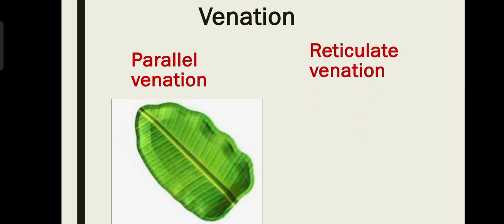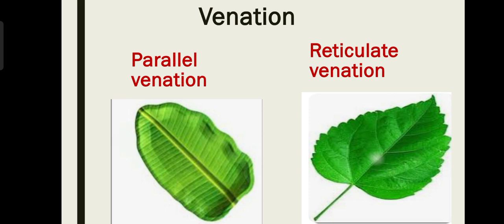Venation. There are two types of venation, parallel venation and reticulate venation. Parallel venation. The veins run parallel to each other. They start from the leaf base and end in the leaf apex. Leaves of monocotyledonous plants, for example maize, have parallel venation.